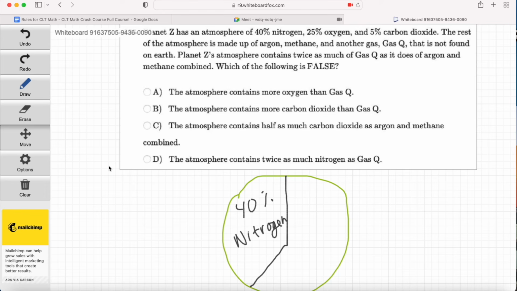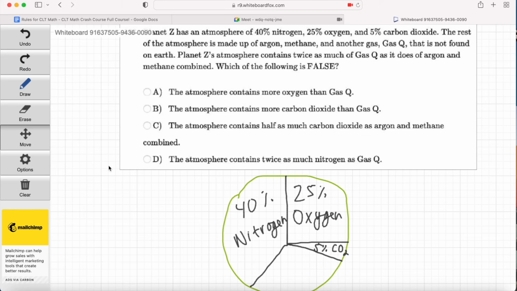25% oxygen. That's going to be easy, right? 25% is just a quarter of the pie. So that's like this right here. 25% oxygen. Apologize for the terrible handwriting. 5% carbon dioxide. This is going to be a little sliver. We don't have to be perfect here, but it's just a little sliver. That even might be too big, but that's all right. It'll give me space to write. 5%. Oh, I know this one. Carbon dioxide is CO2. That's easy.